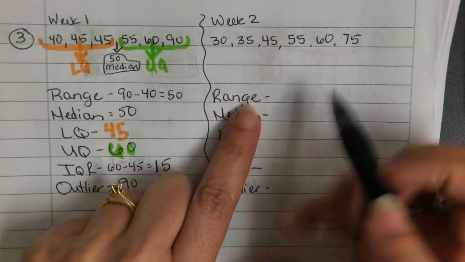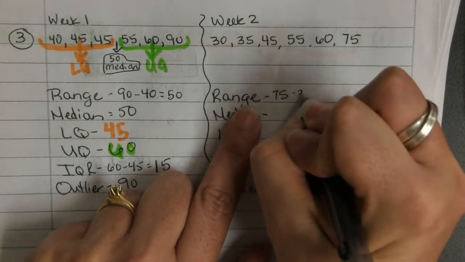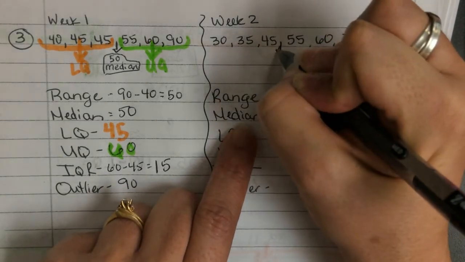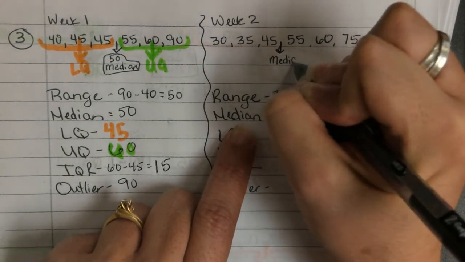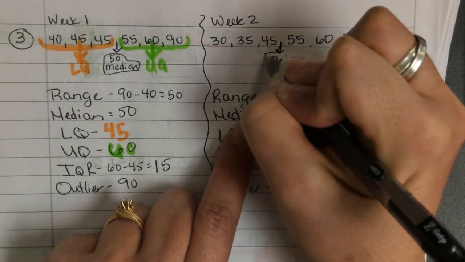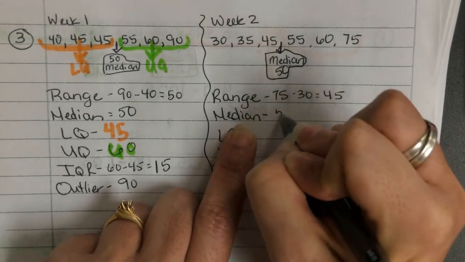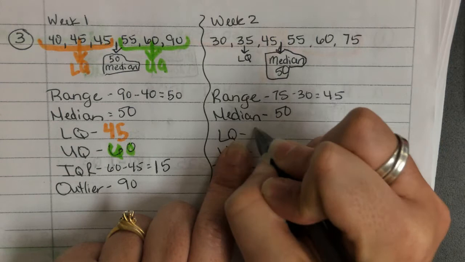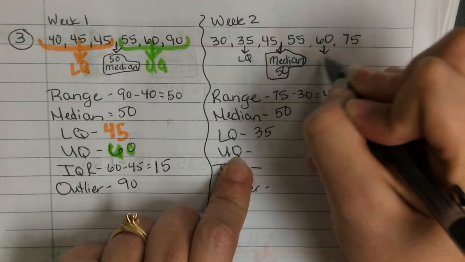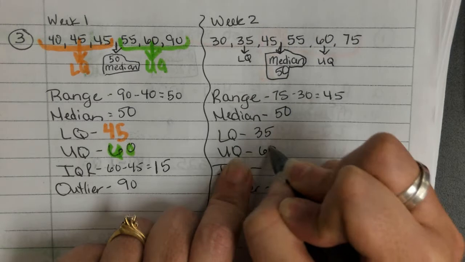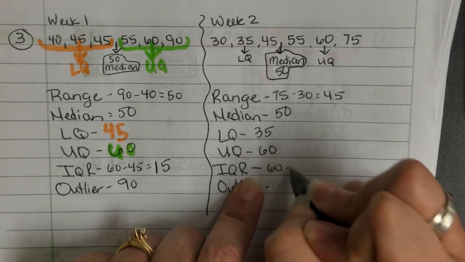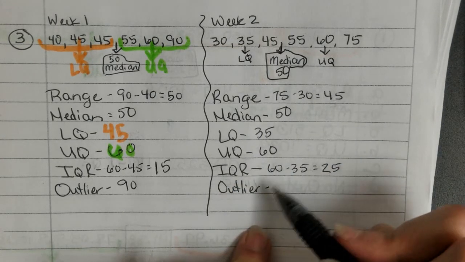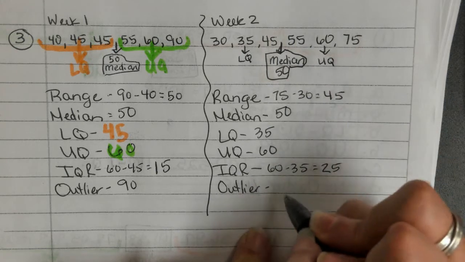Here we go. Range. 75 minus 30. 45. Median is 50 again. It is in the middle, though. LQ is 35. UQ 60. 60 minus 35, 25. Any outlier? No, because these are even, like 15 jumps.